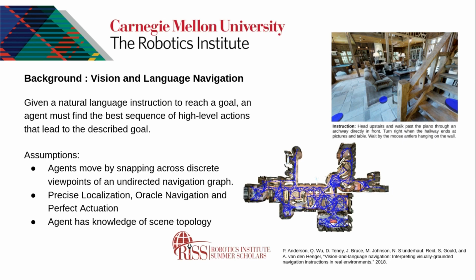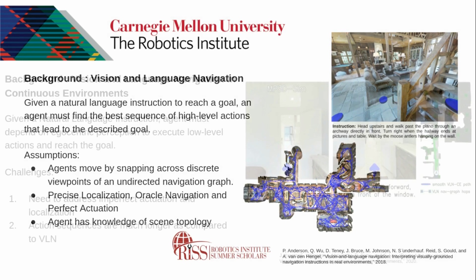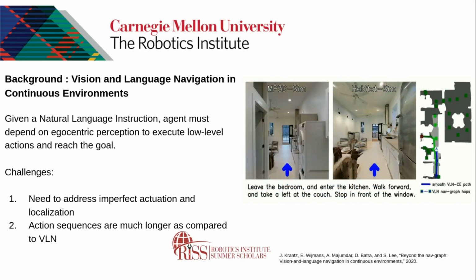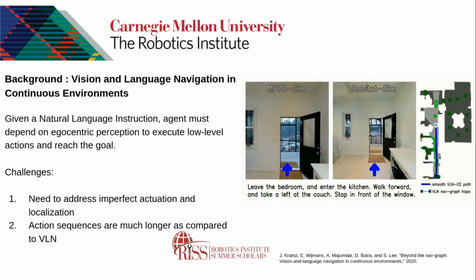VLN makes certain strong assumptions. The most important among these is that the agent moves by snapping or jumping across discrete viewpoints that are distributed across the scene. This assumption makes the task quite different from the real world setting.